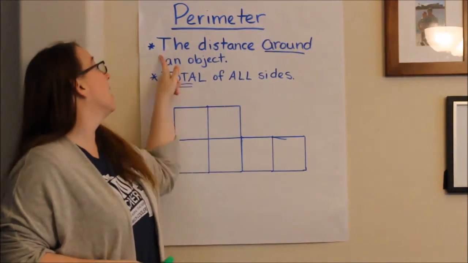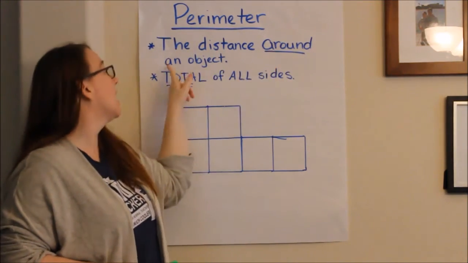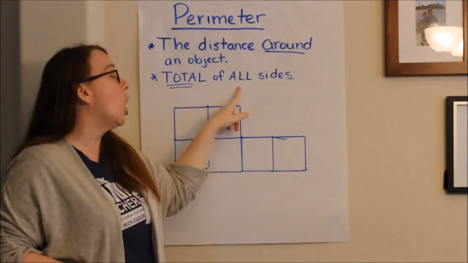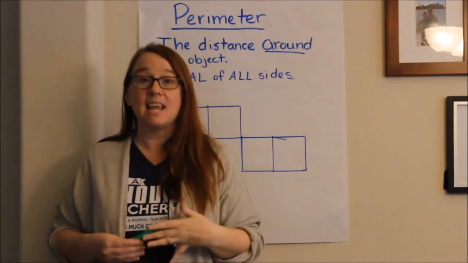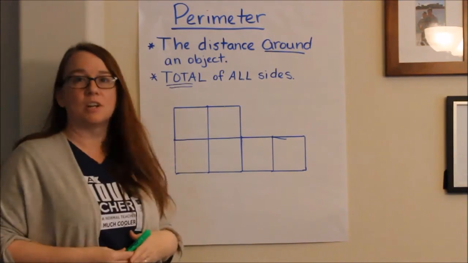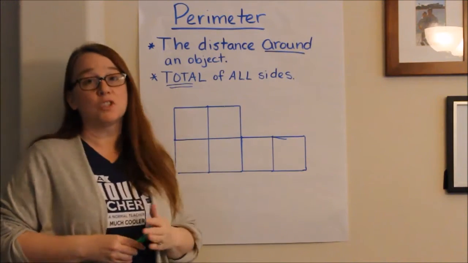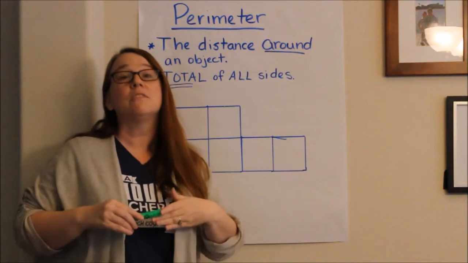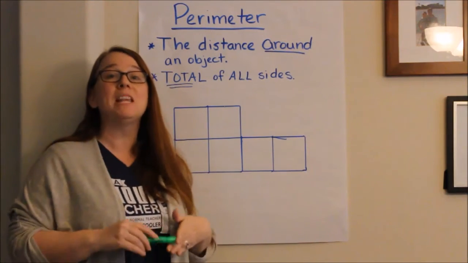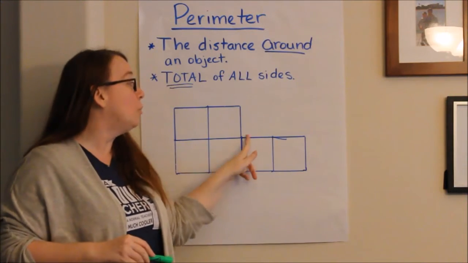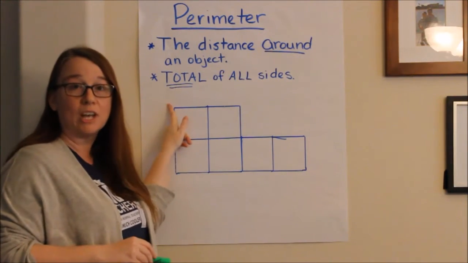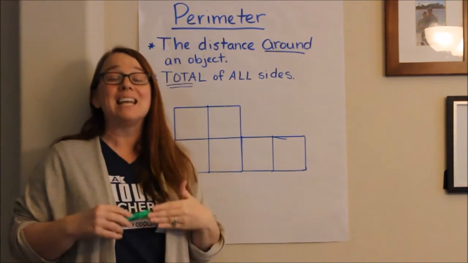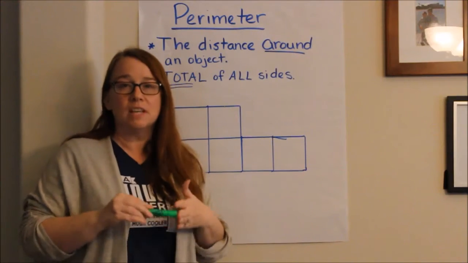Perimeter is basically just the distance around an object. Or another way to think of it is that it is the total of all of the sides of any object. So let's look at this object, for example. It's made up of lots of squares, but this time we're not going to find its area by counting the squares. To find perimeter, we want to know how many units it is all the way around the outside of the object. So we're going to count just the sides of the squares that face the outside of this object. So let's do that quick.